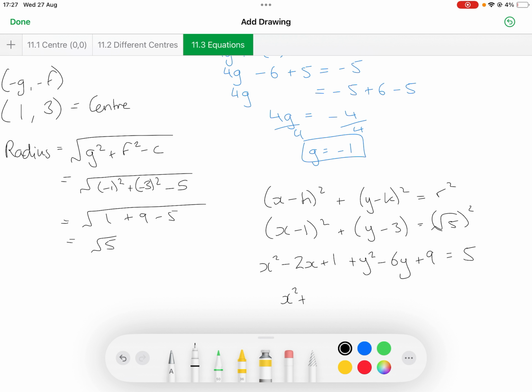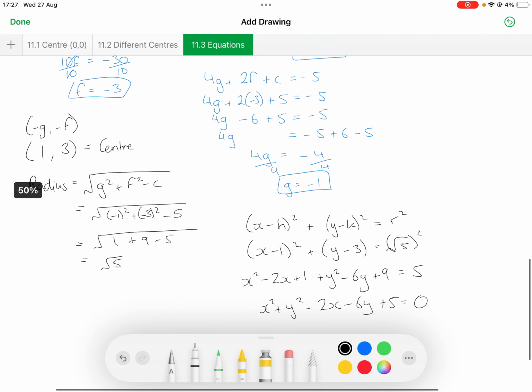x squared, so to put your squares first, plus y squared, take away 2x, take away 6y. 1 plus 9 is 10. Bring your 5 over, it becomes minus, and you're left with 5 there. So that is how you would find it if you're given 3 points.